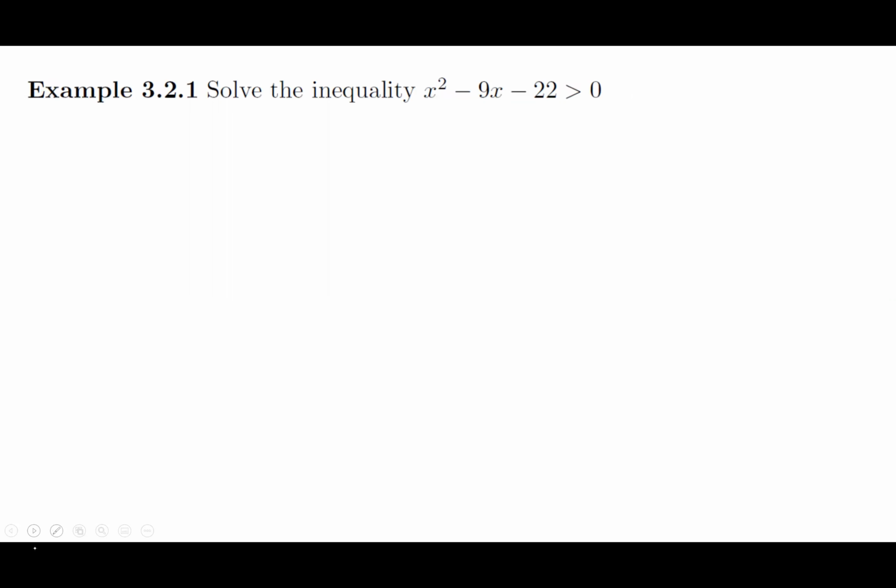All right, guys. So let's get started here. We're doing polynomial and rational inequalities. So let's start with this example here. Solve the inequality x squared minus 9x minus 22 is greater than 0. Now, let's think about this more theoretically for a moment. I know that quadratics look like a parabola, so they either open up or they open down. I also know that in terms of real roots, they could have 0, 1, or 2.